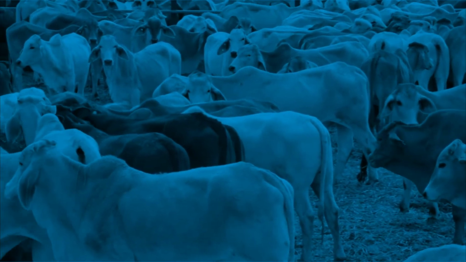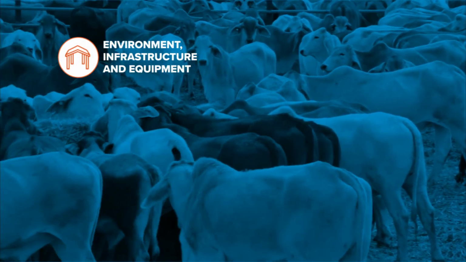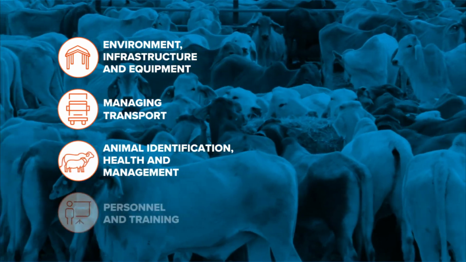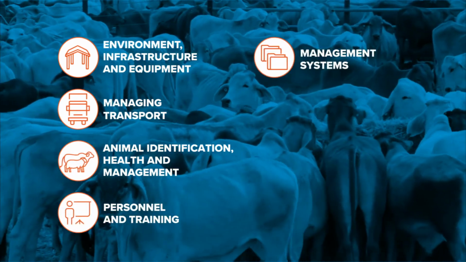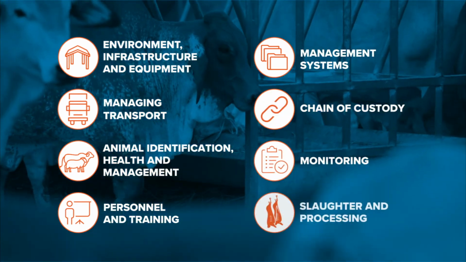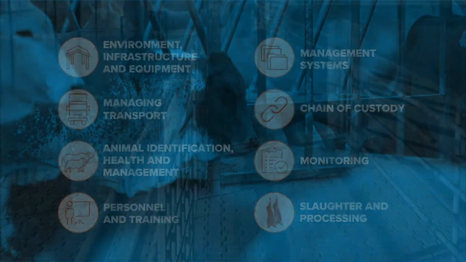LGAP: environment, infrastructure, and equipment, managing transport, animal identification, health and management, personnel and training, management systems, chain of custody, monitoring, and slaughter and processing.